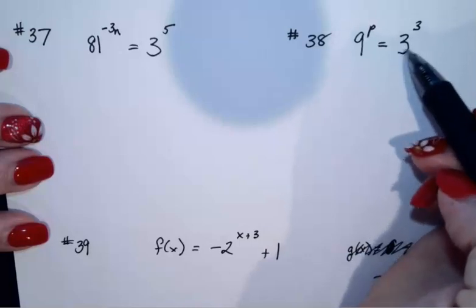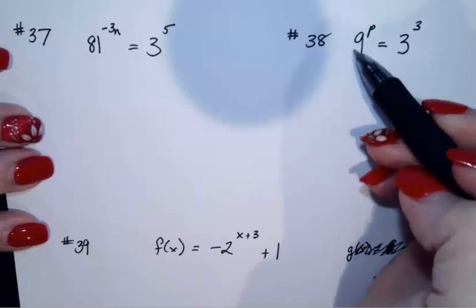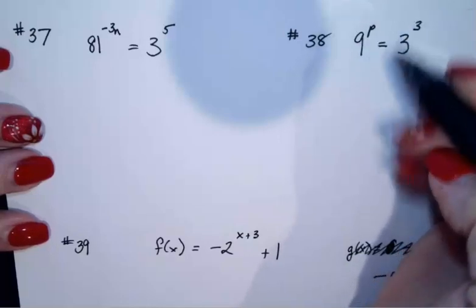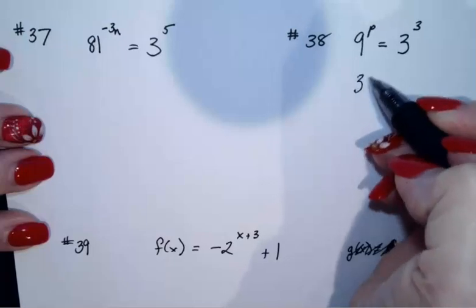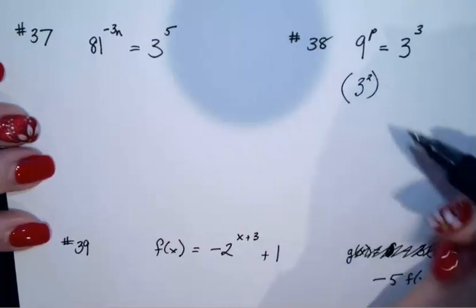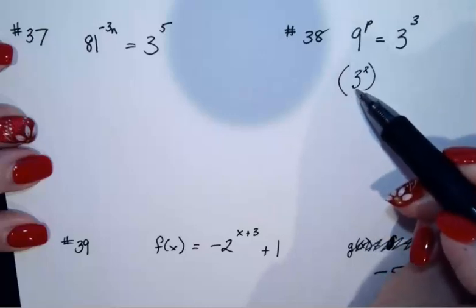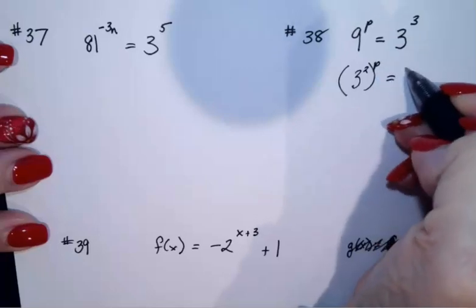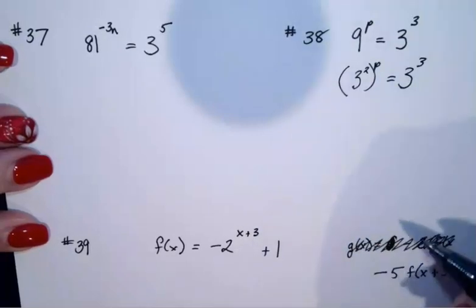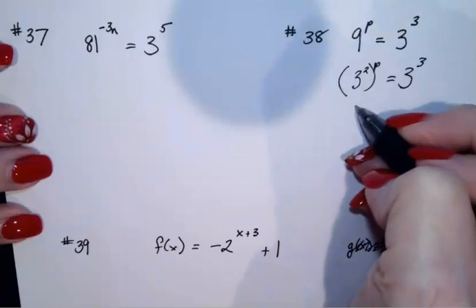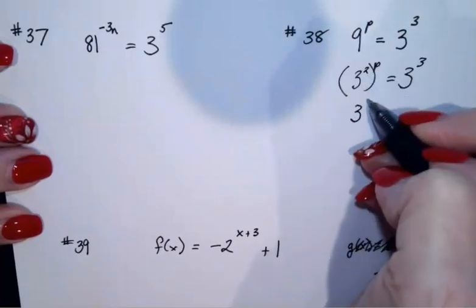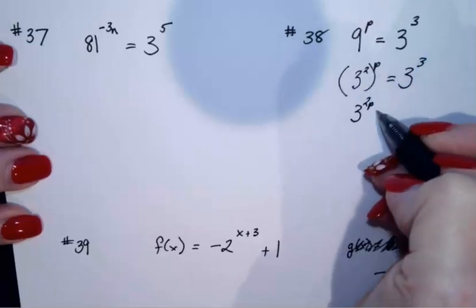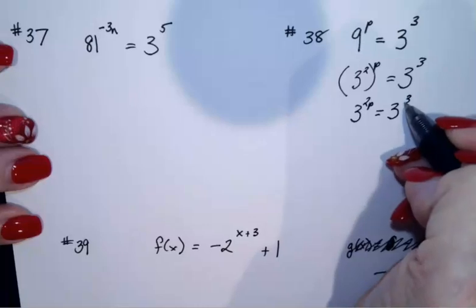See how the base is 3? How would I change 9 into a base 3 expression? Well, 9 is 3 squared, isn't it? So I changed 9 to a base of 3, and there's a p equals 3 to the third. Okay, now that means this is 3 to the power of 2p, because when there's parentheses, you multiply them together, is equal to 3 to the third.